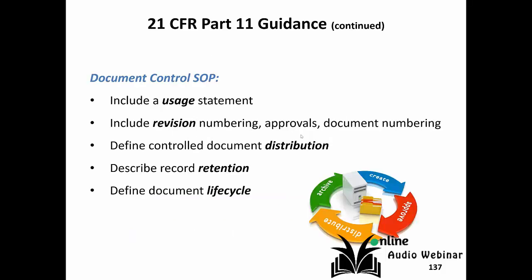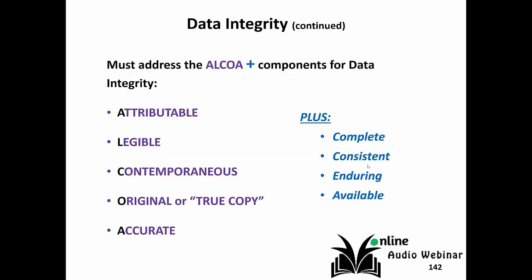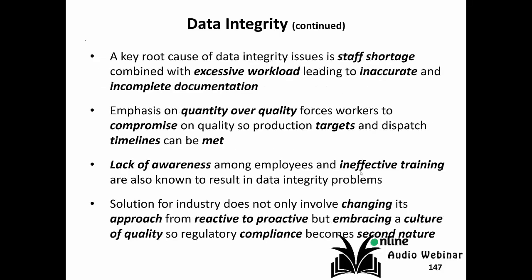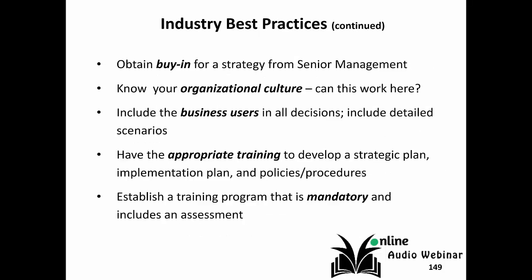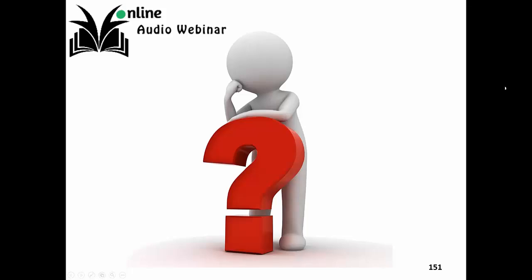Now, data integrity. This came out in 2018, and it's very intertwined with Part 11. And the ALCOA Plus acronyms. Staff shortage is what drove industry to making this trend happen. Internal audits should be done. Quality should be picking up your issues before FDA comes in and finds them. So we're done with our presentation.